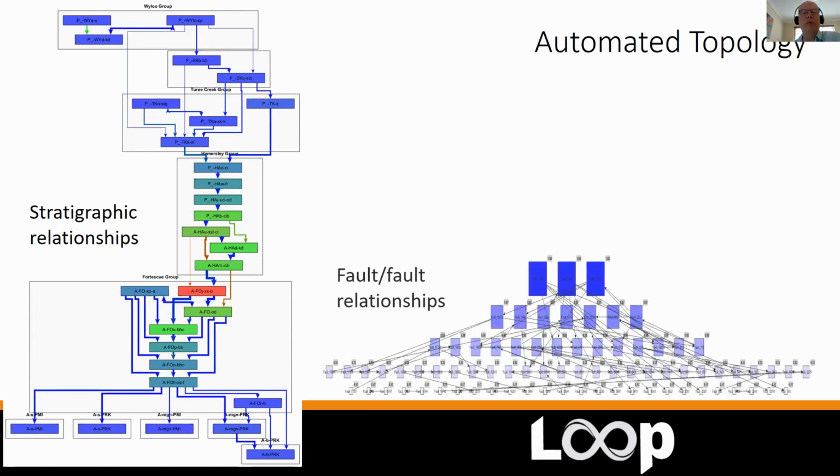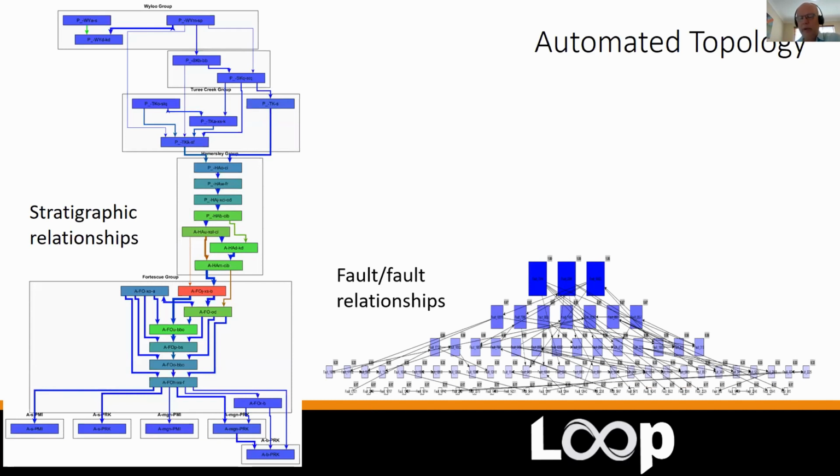We can do the same sort of thing with faults. And so here we have all of the different faults in the area and their contact relationships. An arrow says that this fault is in contact with that fault. The size of the box, and each box is a fault, tells us how many other faults that fault is in contact with. So it gives us an idea of the importance of the fault again.